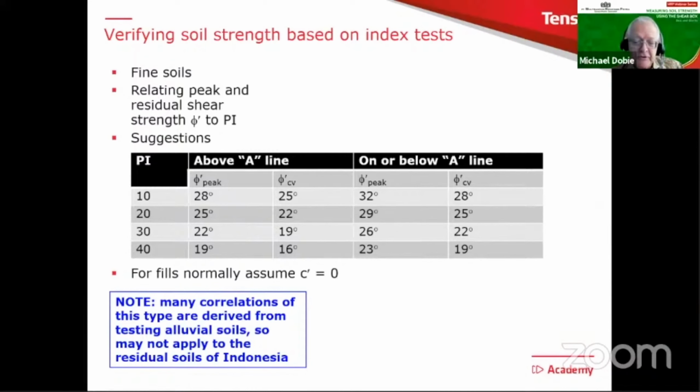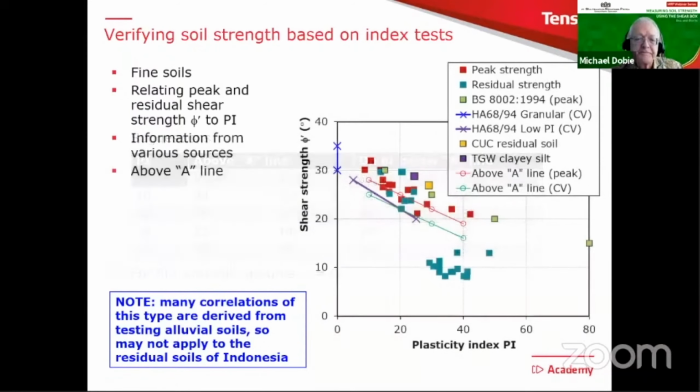Some codes permit you to use a small value, but many codes would recommend for fills in particular, you keep C' to 0. And I think that's the wise advice. Sometimes for very plastic soils, we might go a little bit, but maximum will probably be about 5 kPa.